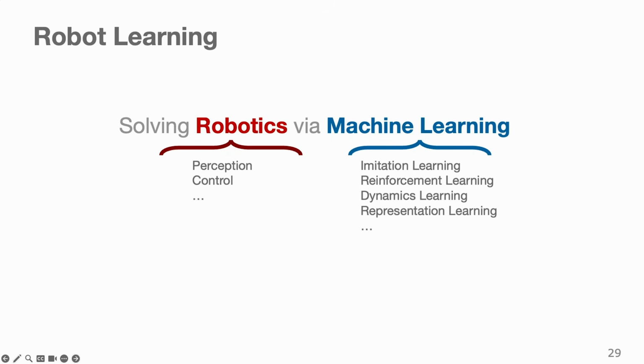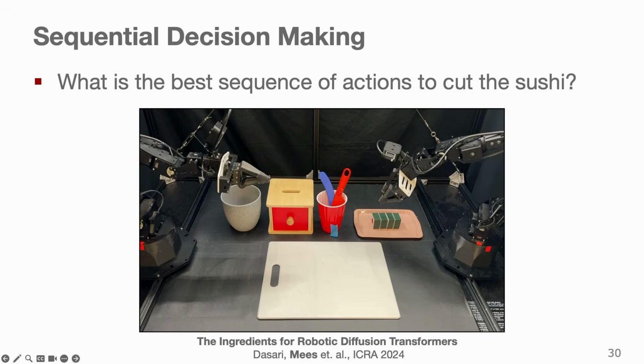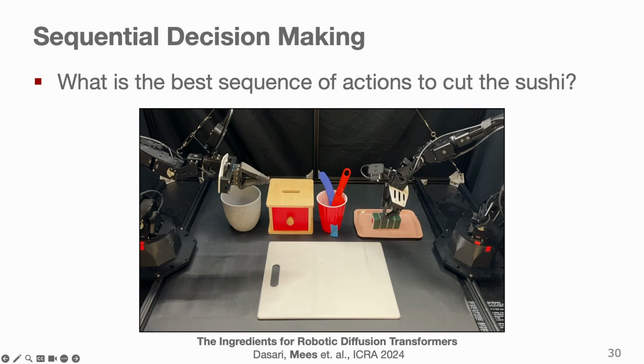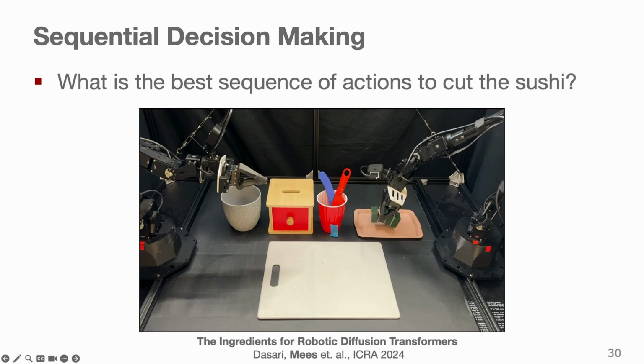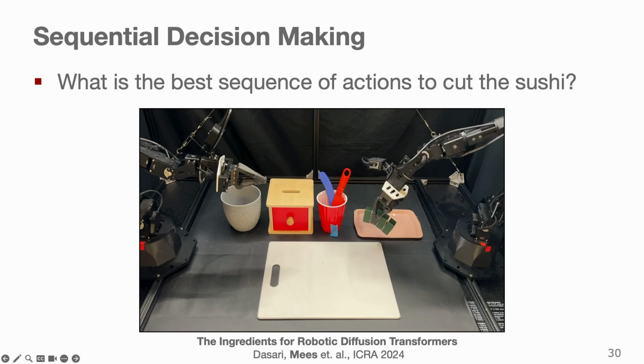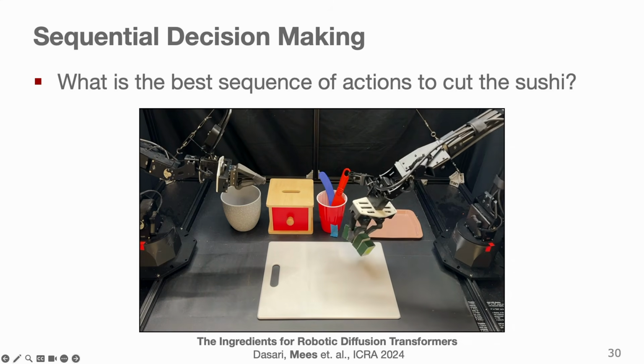Essentially, for decision making, to decide which is the next action the robot needs to take to achieve some complex long-term goal. This is an example from one of my previous works, where we were doing sushi cutting as a task with this bimanual Aloha robot.